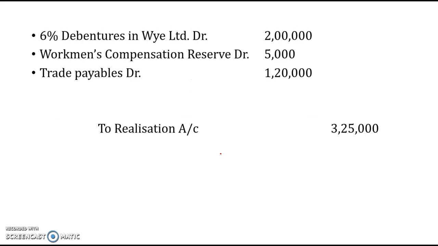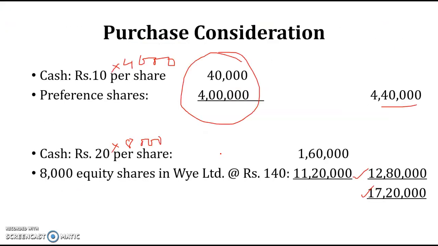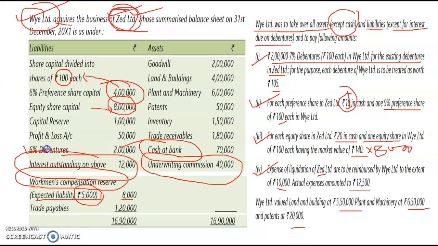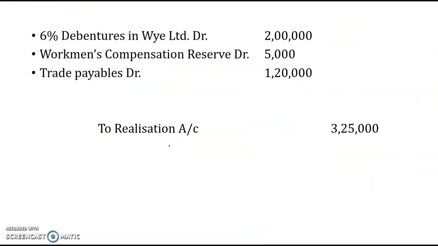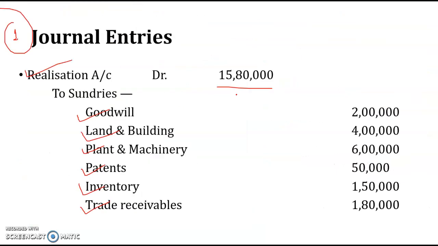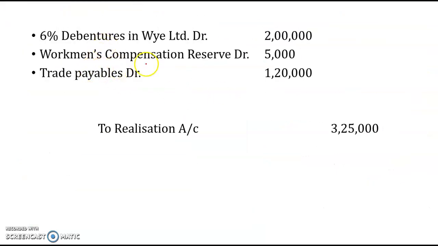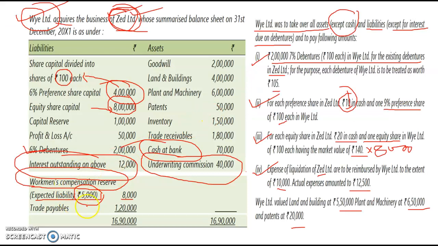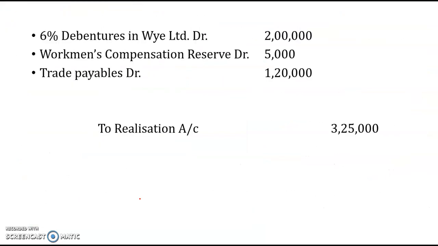So the journal entry shall be 6% debentures account in W Limited debit, that is this amount. The debentures to be transferred are rupees 2 lakh. Then workman compensation reserve account 5,000, the amount which will arise in future, that is to be considered. Then trade payables rupees 1 lakh 20, because there is no other amount which has been mentioned as liability. So trade payables rupees 1 lakh 20 is to be transferred to the realization account, and the total of realization account is 3 lakh 25. This is journal entry number 2.